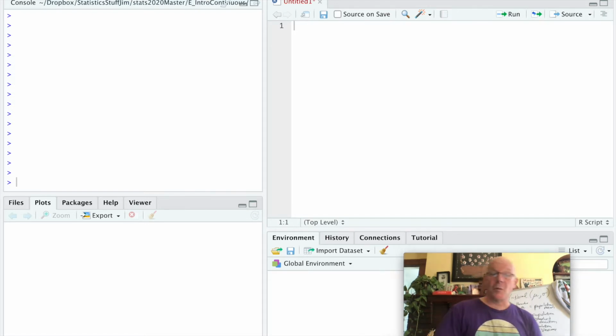Okay, so when exploring distributions, there's a really handy function built into R called curve. And curve, as the name implies, will draw the curve that describes a probability density function.